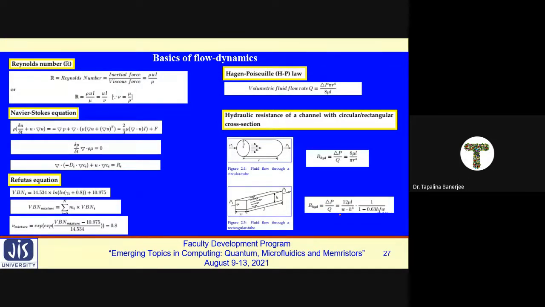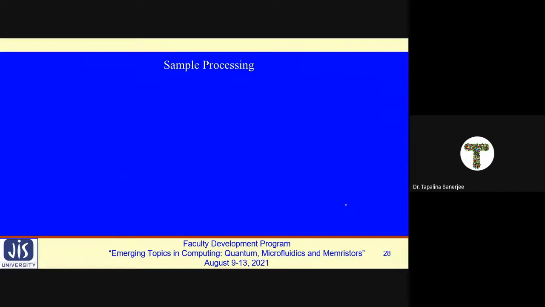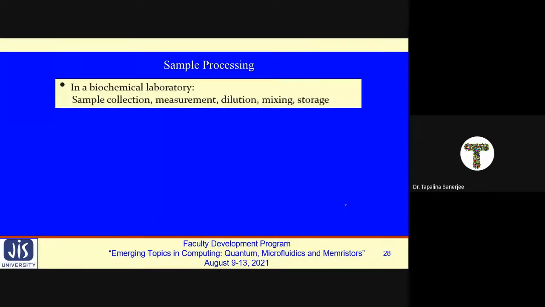So these are very much useful to construct an equivalent electrical circuit model for a microfluidic network of channels. Now we are in the process of sample processing. I have used this term sample preparation lots of times. Now I am willing to show you how these things happen with an example in our microfluidic area.